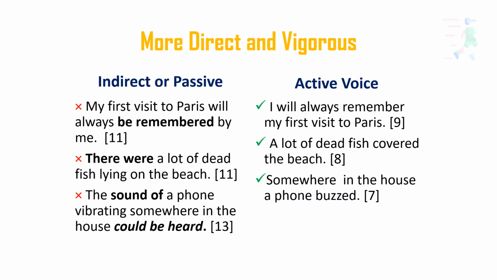So let's look at the first example. My first visit to Paris will always be remembered by me. Compare that with the active voice. I will always remember my first visit to Paris. There were a lot of dead fish lying on the beach. A lot of dead fish covered the beach. The sound of a phone vibrating somewhere in the house could be heard. Somewhere in the house, a phone buzzed.